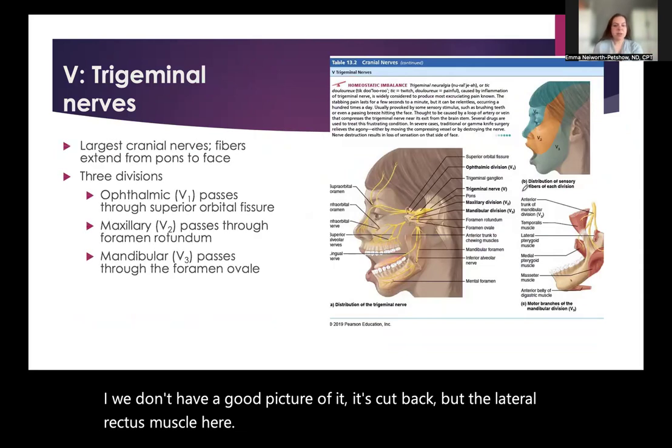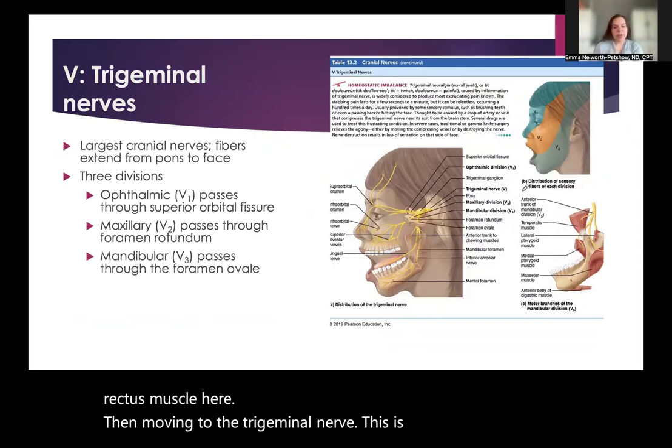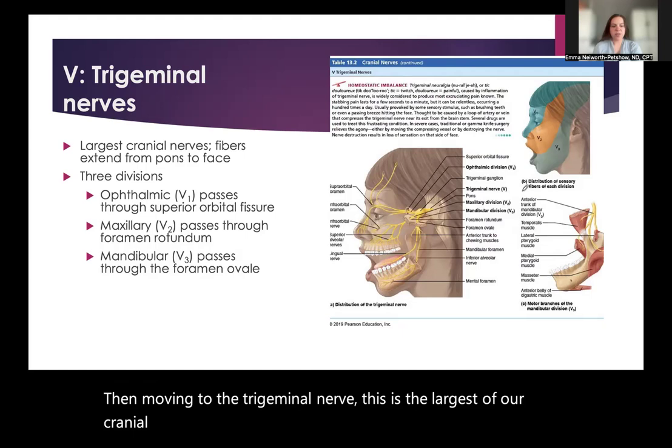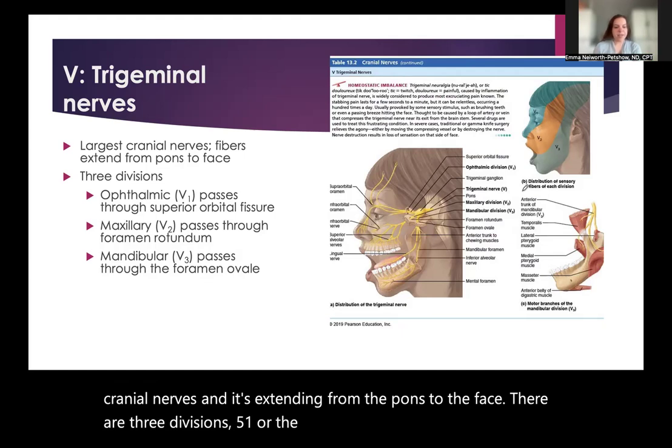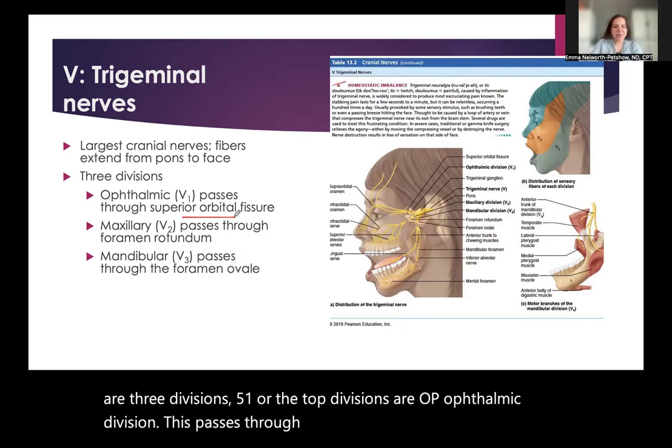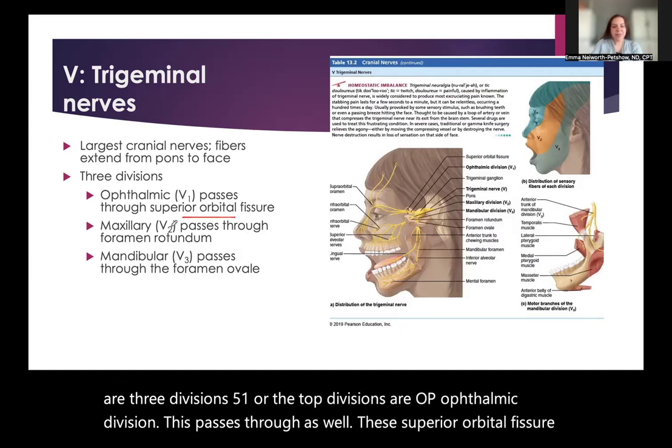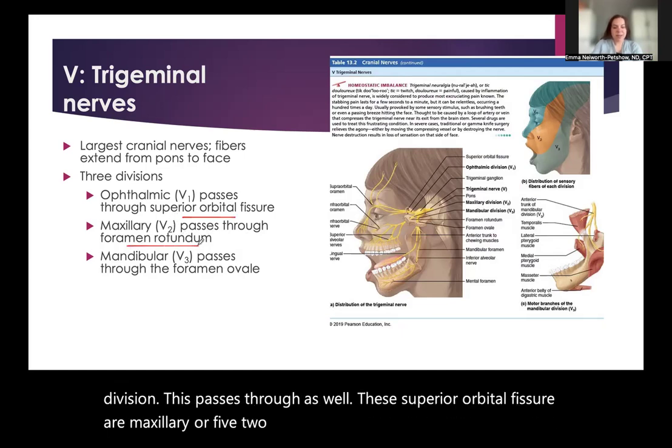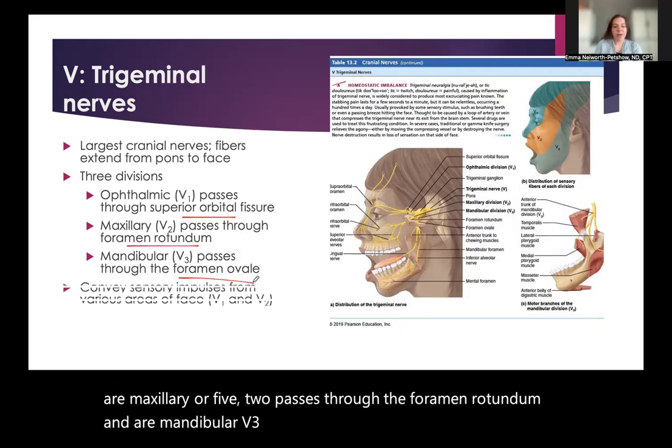Then moving to the trigeminal nerve, this is the largest of our cranial nerves, and it extends from the pons to the face. There are three divisions. V1, or the top division, is the ophthalmic division. This passes through the superior orbital fissure as well. Our maxillary, or V2, passes through the foramen rotundum, and our mandibular, V3, passes through the foramen ovale.